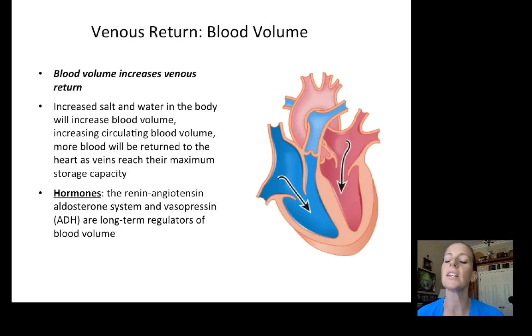Last, you can affect venous return by affecting blood volume. We'll talk more about this when we get to the hormones of the urinary system that are affected by the kidneys, but the bottom line here is that if you increase salt and you increase water in the body, or both at the same time, then you can increase blood volume. More volume in the blood overall means more volume gets returned to the heart as the veins reach their maximum storage capacity. So increasing blood volume increases venous return, and this is a major way that the body increases venous return back to the heart.